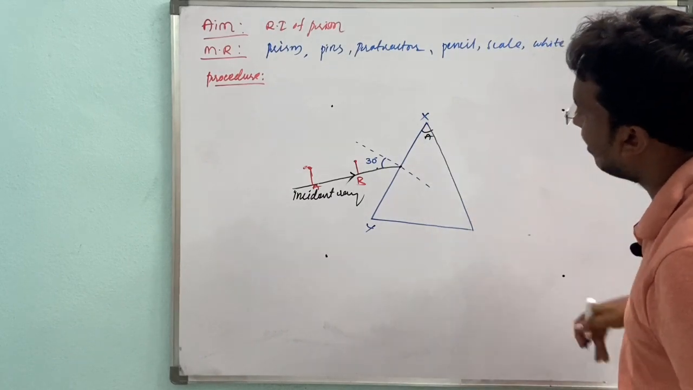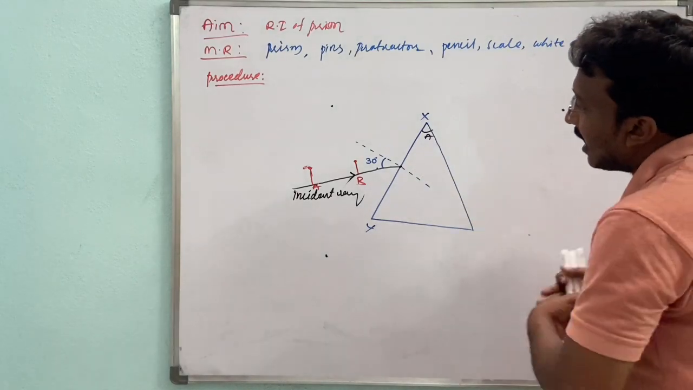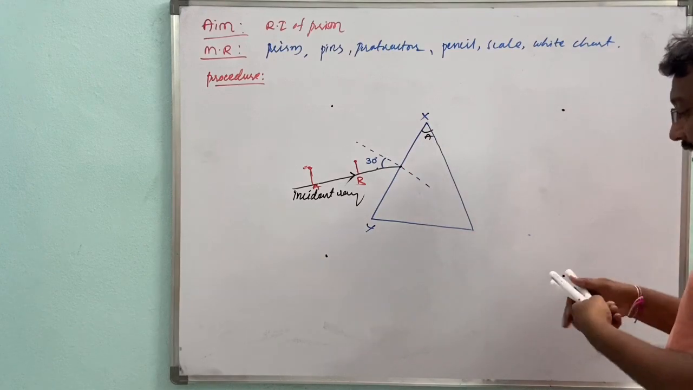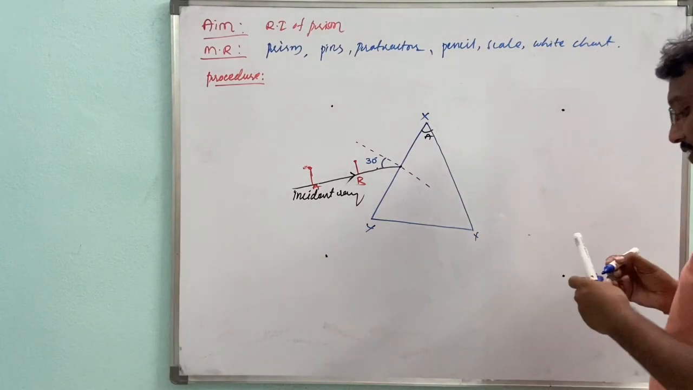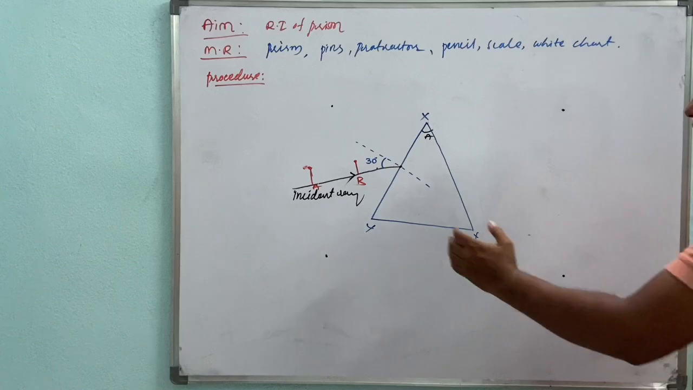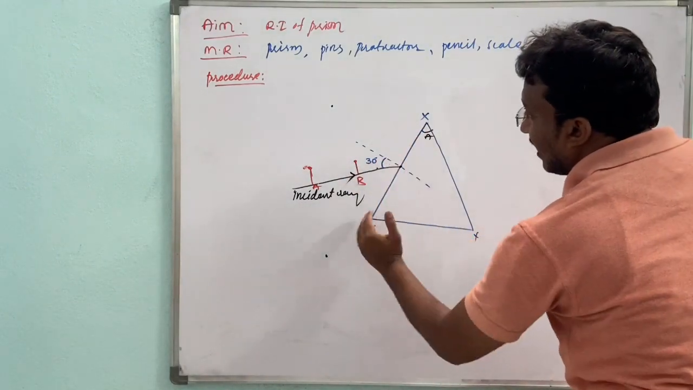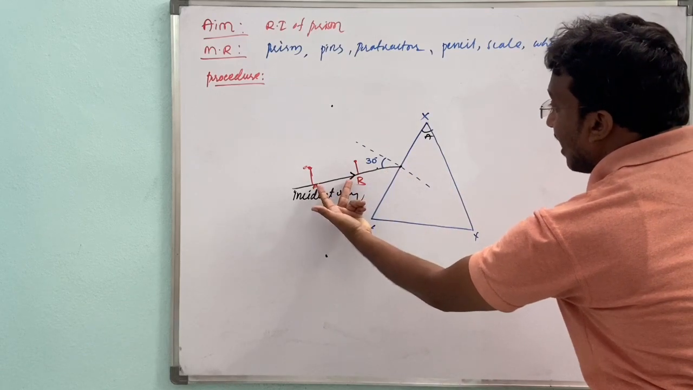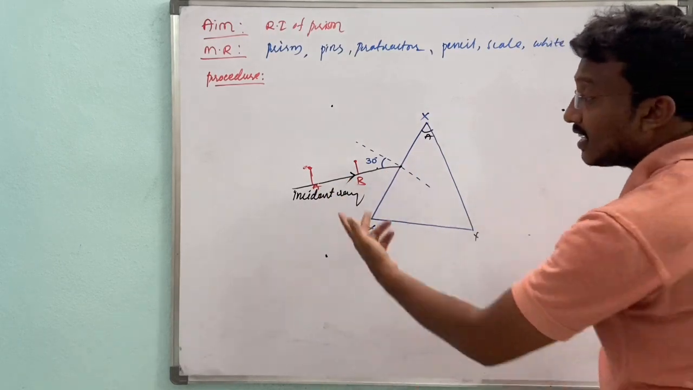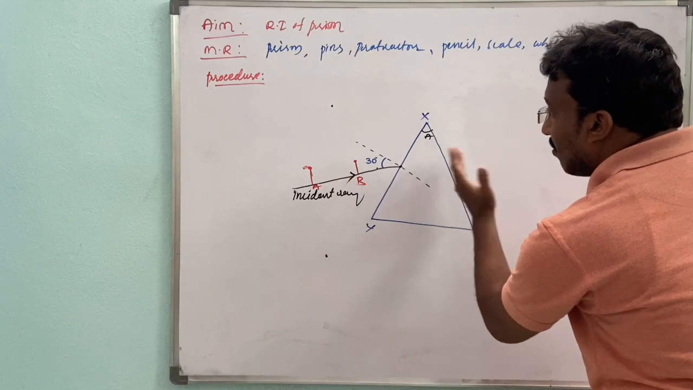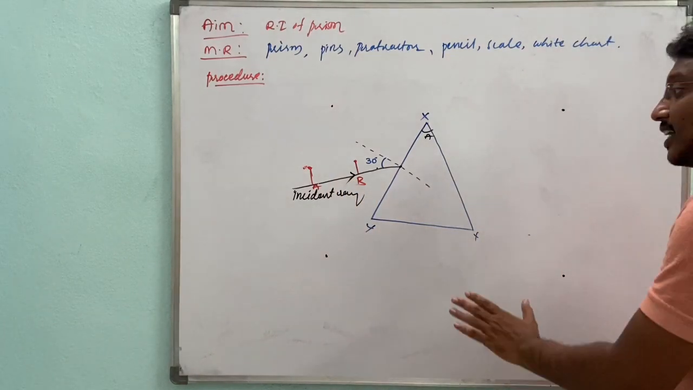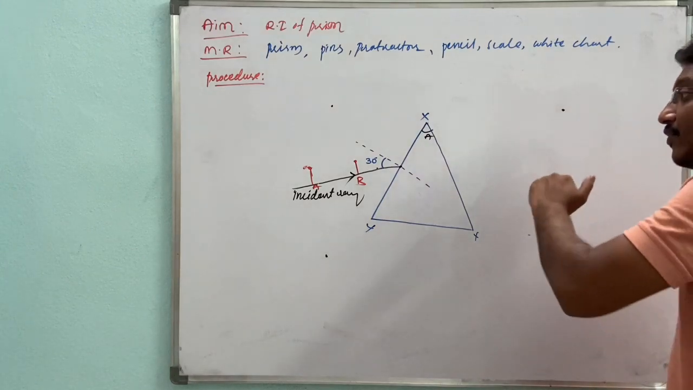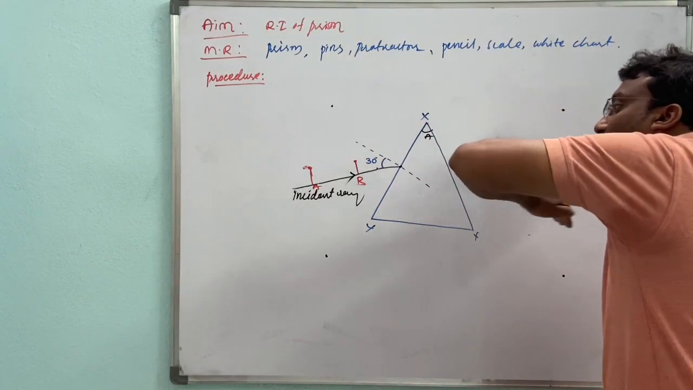Okay. Then see the pins A and B from the other side of the prism. Here we have 2 refracting surfaces. At this XY, the first refracting surface, we have fixed the 2 pins A and B, and see the images of the pins A and B from the other surface, and fix 2 more pins. Fix 2 more pins which are in the straight line.